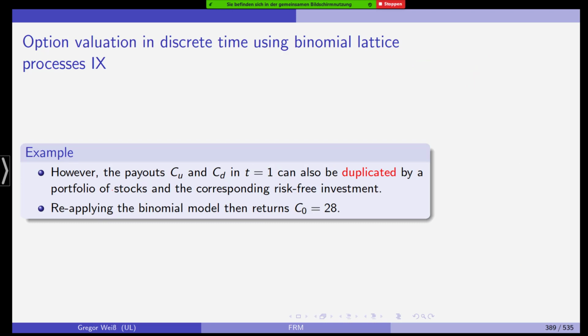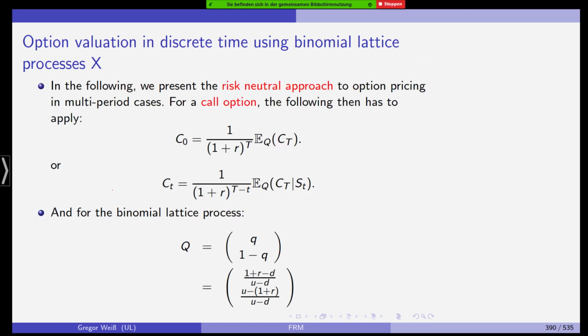28. So that's the multi-period binomial lattice process. So we again use the risk-neutral approach in the multi-period case, and what we get is for the call option that the call is the expected value of the final payouts, but it needs to be discounted now over capital T periods. In between, it's the conditional expected value, and you don't need to discount over capital T periods, but only over capital T minus small t periods. And the probabilities, the risk-neutral probabilities, were given by Q and 1 minus Q. And if you remember the slides, Q was given by 1 plus R minus D over U minus D.